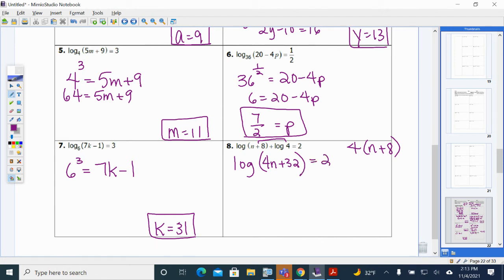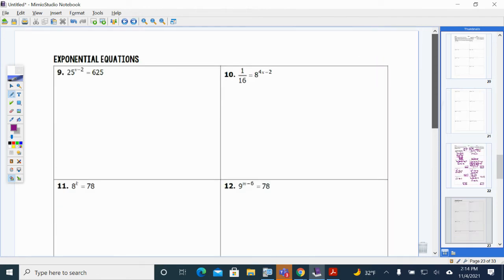Now, what is the understood base on this log? The understood base on a log that doesn't say what its base is, is 10. So rewrite that in exponential form, and it'll say 10 squared is equal to 4n plus 32. Again, finish that out on your own. You should get n equals 17. And it does work. Moving on to the next set of equations.